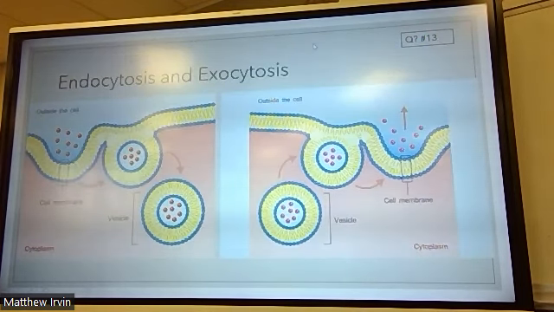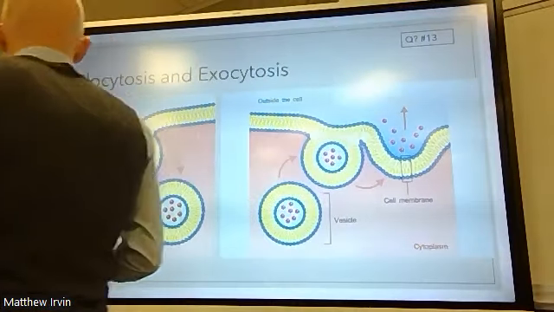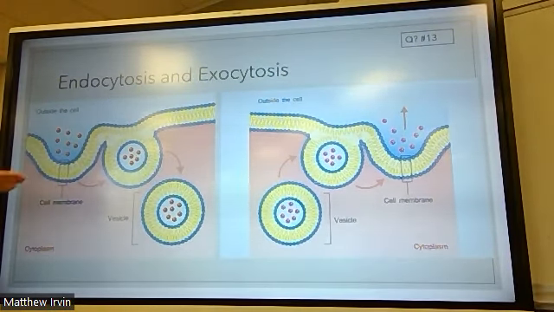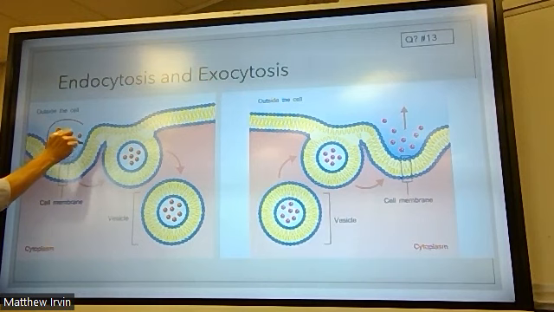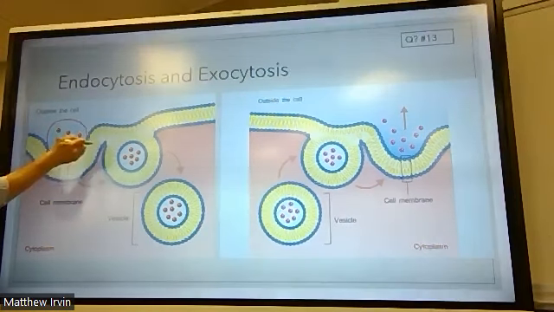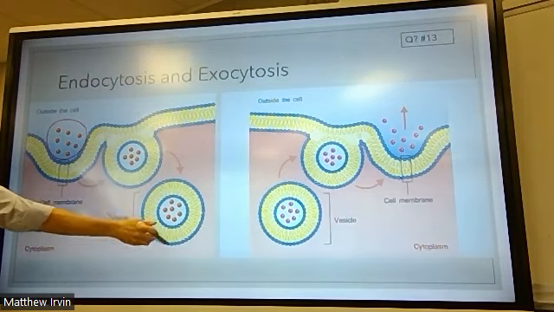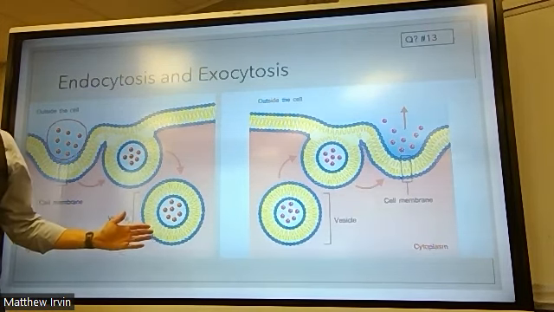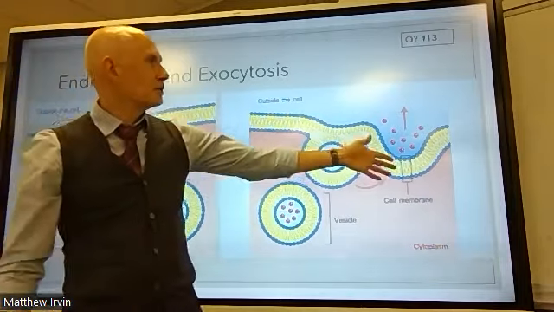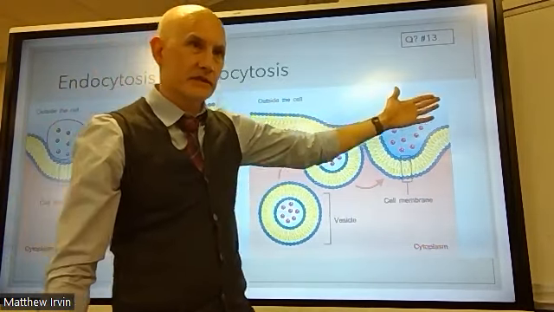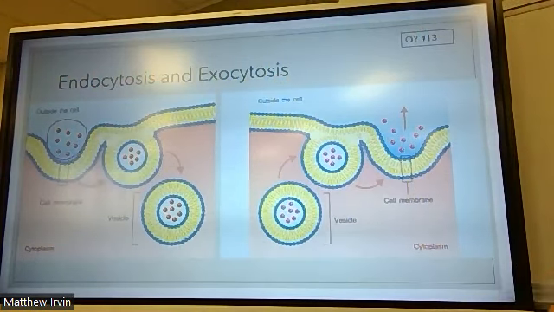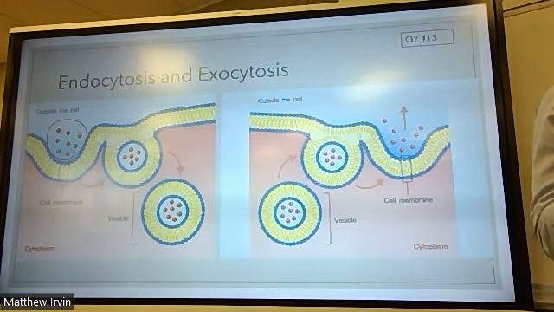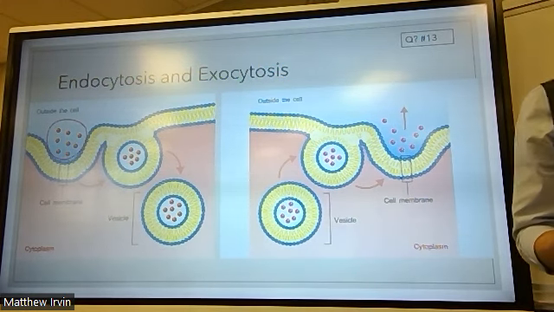Okay, endocytosis, exocytosis. So this is endocytosis here. So you have stuff outside of the cell. As it's coming in, the membrane wraps around it, pinches, making a vesicle. And then the opposite of that, the vesicle merges, pushing the stuff out. So that's exocytosis. Because it is causing a change in the structure of the membrane, that is going to require energy, which is why this is active transport.